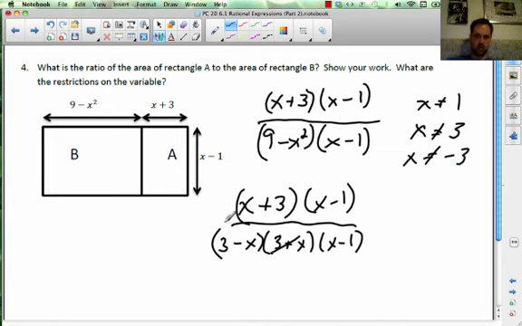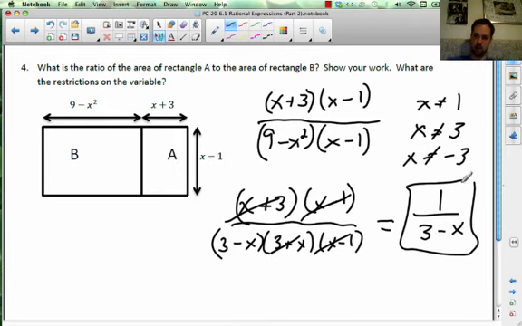3 plus x, same as x plus 3, x minus 1, same as x minus 1. Of course, these aren't subtracting. We don't end up with 0, we're dividing, so anything divided by itself is 1. So we still have 1 on top, even though everything cancels. And then in the denominator we have 3 minus x, and that is it. That's the ratio of area A to area B.